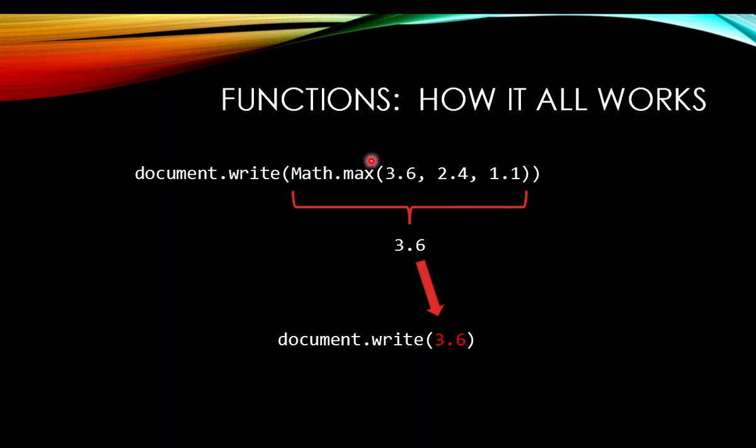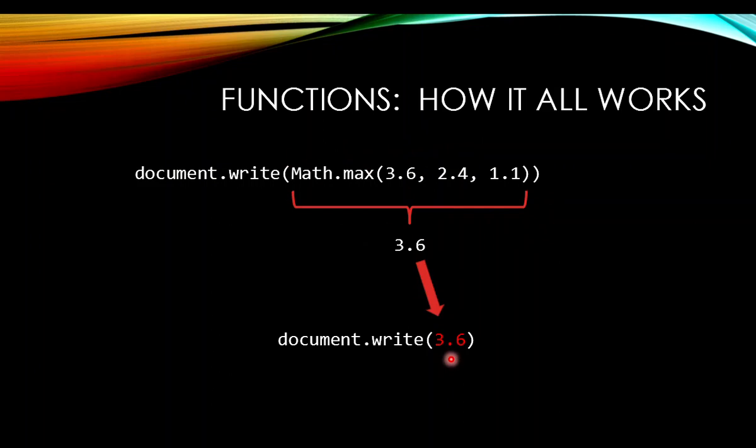Now, the magic here is the 3.6 is going to take the place of this entire thing. So it's as if the 3.6 magically is replacing that whole thing. So it's as if you had said document.write 3.6, and then the document.write will proceed. So notice it evaluates this expression, comes up with the result, replaces that with the result, and then proceeds with the next thing that's farther out in the parentheses, or the next thing in the order of precedence. So that's how function calls work.